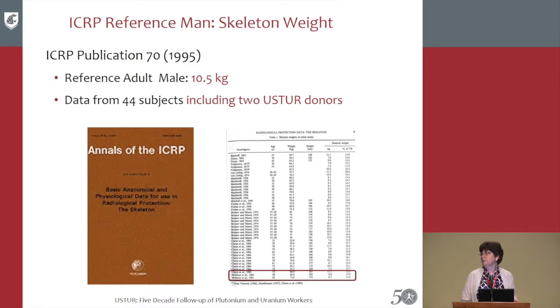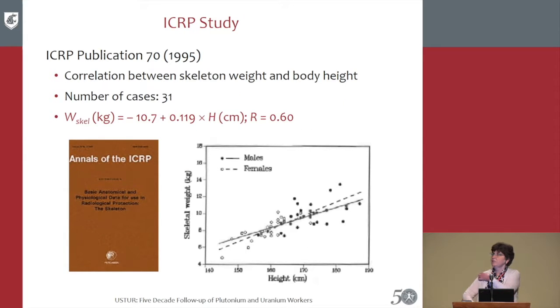The currently recommended reference value for the skeleton weight for adult males, which is 10.5 kilograms, is based on the analysis of anatomical data compiled in ICRP Publication 70. To derive this value, the committee reviewed the published weights for dissected skeletons of 44 subjects, including 2 USTUR donors. Those were the very first whole-body donations the USTUR received back in the 1980s. And the committee examined the correlation between the skeleton weight and the body height of 31 of those 44 subjects. Why 31? Because the body height values were known only for 31 individuals.